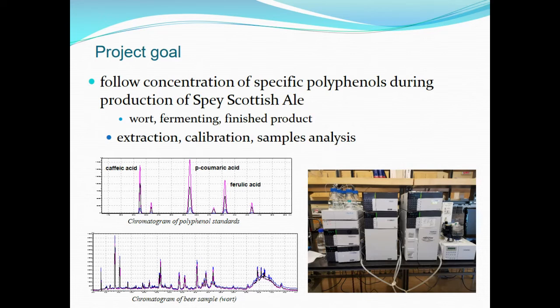And then we also got beer from the fermenting tanks, and then the finished product. So we basically followed the composition of those 3 polyphenols, as well as a total polyphenol analysis done by UV visible over these 3. And so again, you can see how this is out of my students' papers. They calibrated for caffeic, p-coumaric, and ferulic acid.